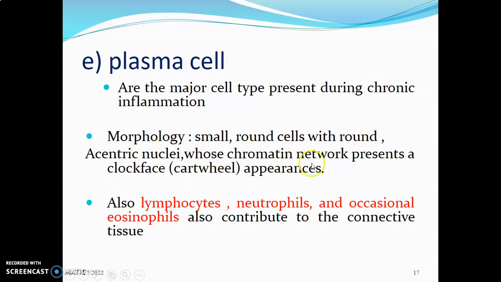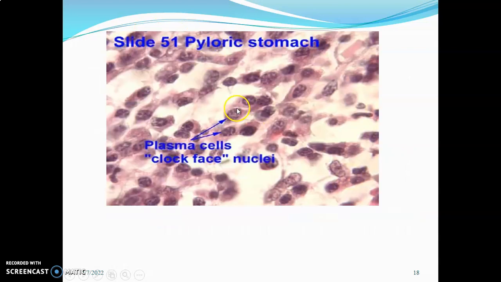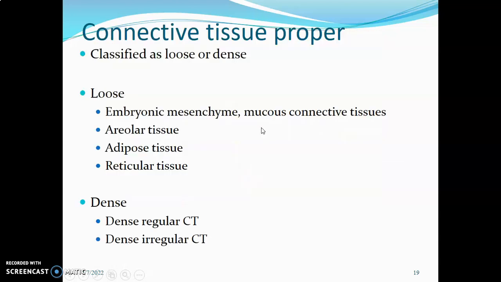The chromatin of this nucleus looks like a clock face. If you look at the clock on the wall, it has 12 o'clock, 1 o'clock, 2 o'clock, 3 o'clock. So the chromatin in the nucleus of a plasma cell gives it a clock face appearance. That's what we call the clock face nucleus of a plasma cell.